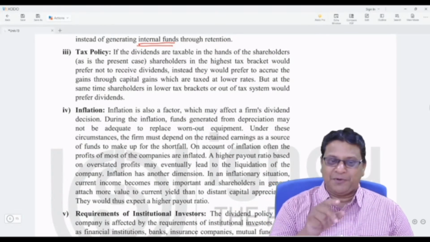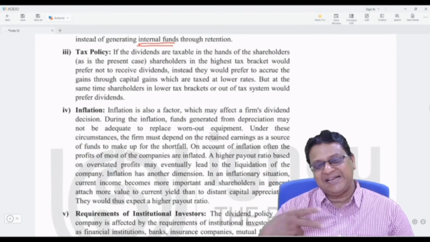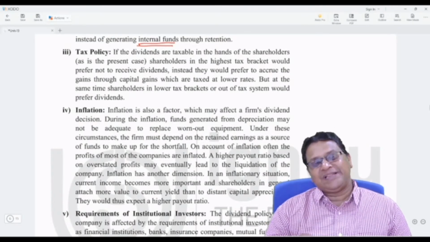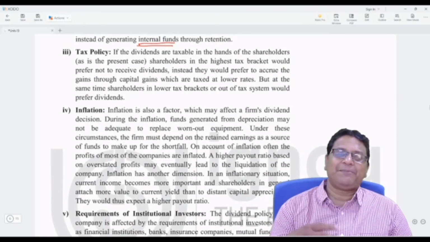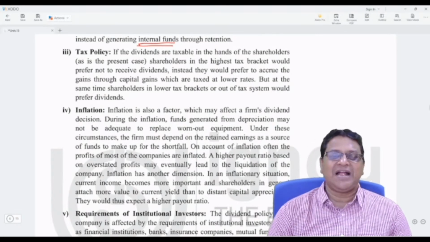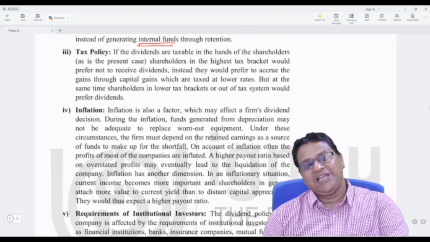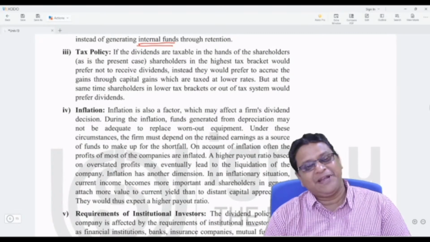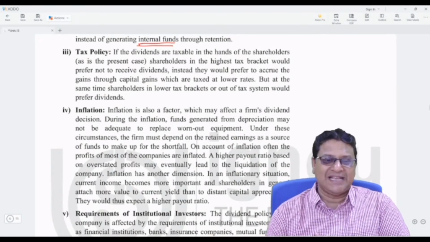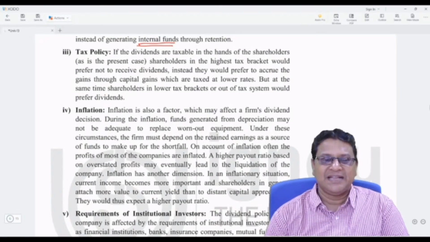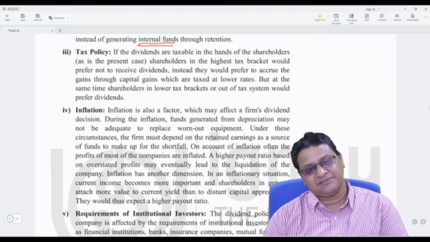So there are two types of tax: dividend tax and capital gain tax. We have to analyze whether dividend tax is less or capital gain tax is less. On that basis, we will decide the dividend policy. If dividend tax is less, then we will pay more and more dividend. If capital gain tax is less in comparison to dividend tax, in that case, we will pay less and less dividend.